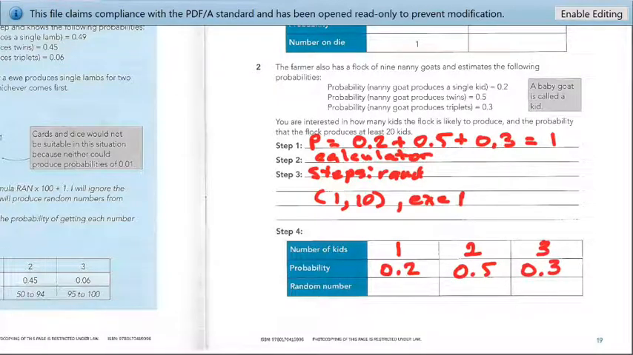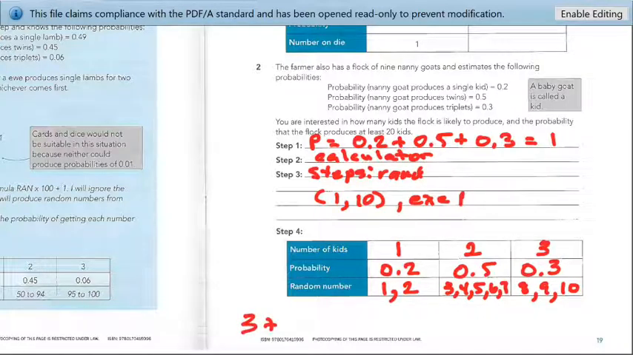And now I need to assign numbers. Okay. So if it's 2/10, how many numbers do I need? 2. And so what logically would be good for that? 1 and 2. For the next one, I need the next 5 numbers. So 3, 4, 5, 6, and 7. Right? And finally, the last one, I just need the last 3 numbers. So 8, 9, and 10. So that means that if I pushed the random number generator and got a 10, how many baby goats did I just have?